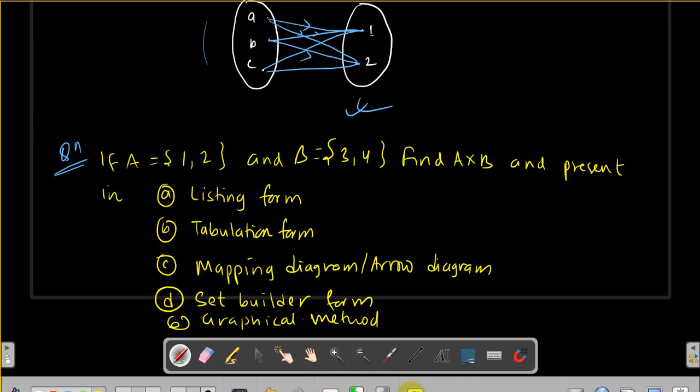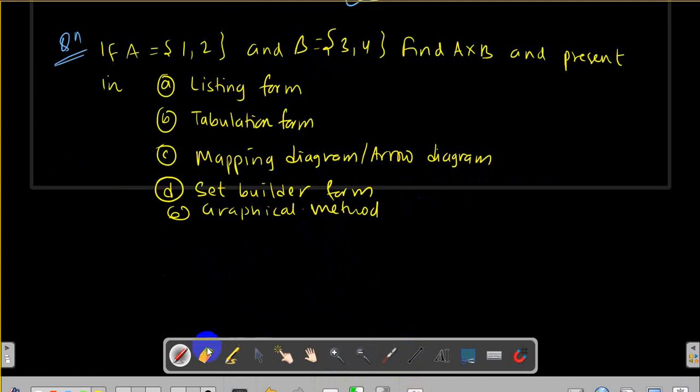Okay, do this now. For set builder form, what did you write? {(x, y): x belongs to A, y belongs to B}. It should be enclosed inside curly brackets, because this is the set of ordered pairs, and to represent it as a set, it must be enclosed inside curly brackets.